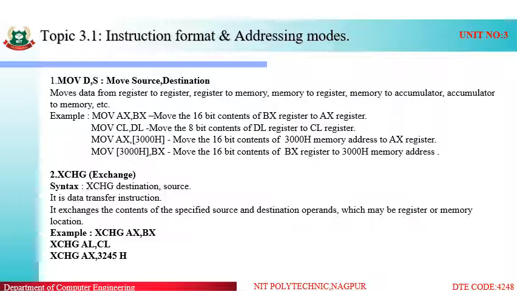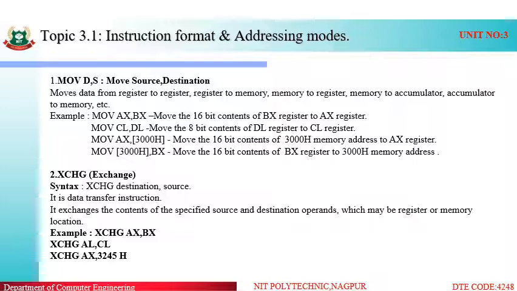You have to remember that in any instruction there are two parts, opcode and operand. Opcode means the action. What is the action? Move, exchange, push, increment, decrement. These are the actions. And operands are destination comma source. First will always be the destination, second will be the source.